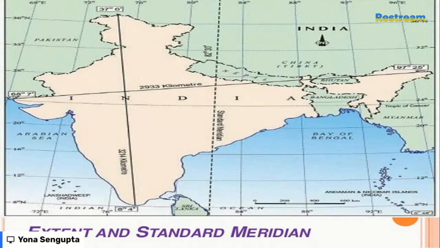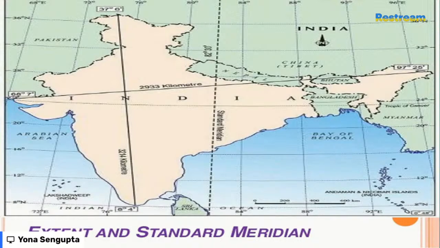And in the world there are more countries than India. You can say there is Russia, China, Brazil, Canada, USA, Australia. There are many more countries. So you can say that India is the seventh largest.